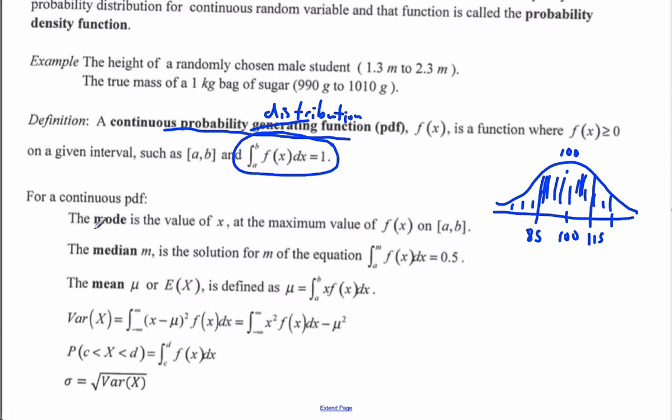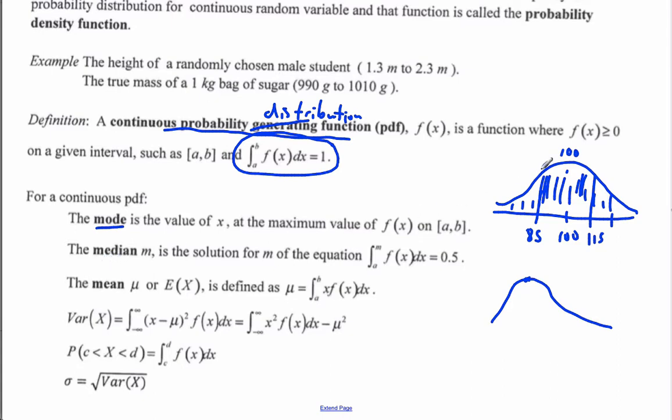Also, the mode is defined as the maximum value. So in this case, the mode would be 100. That's the maximum right there. But you can have different distributions that look sort of like something like that, and then the mode would be just the maximum. So you would solve that graphically. Most of these questions will be on the GDC section of the test.